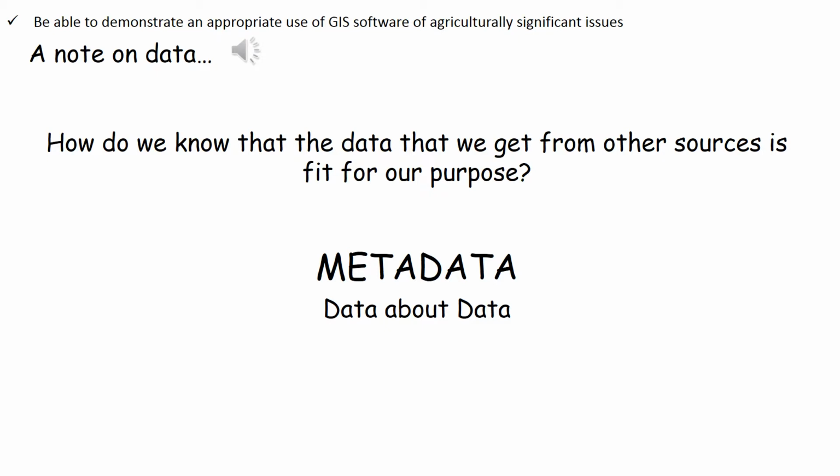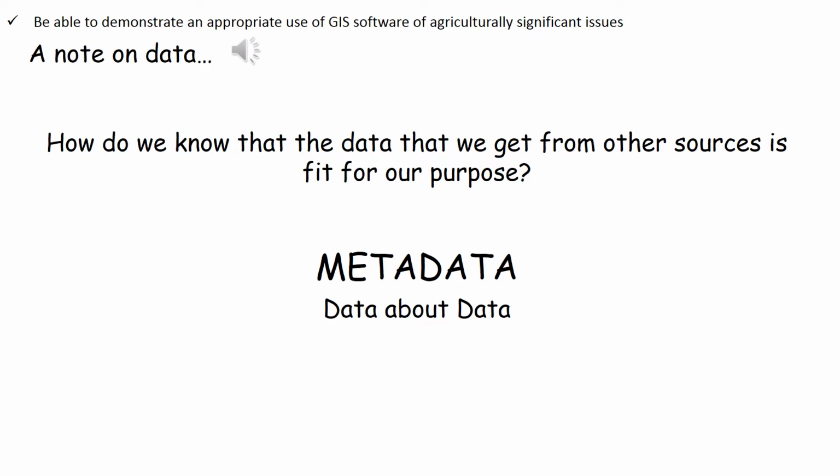There are many different sources of data that we can use within a geographic information system. One of the questions we need to ask is: is the data that we are using for our analysis or for creating our maps relevant and appropriate for the purpose for which we wish to create our map? To determine this, we look at metadata.